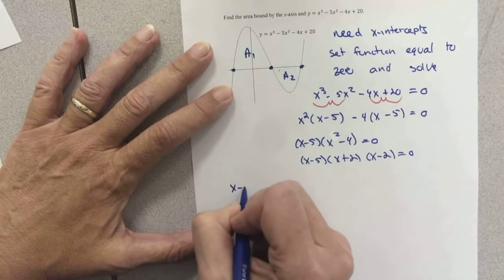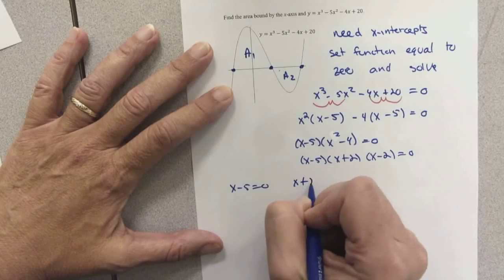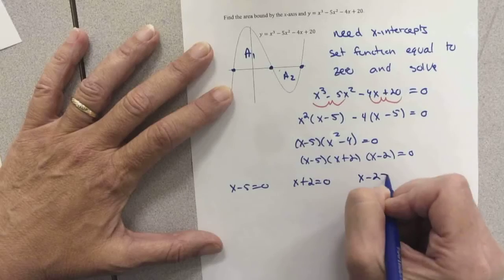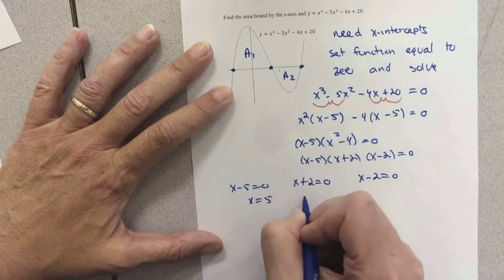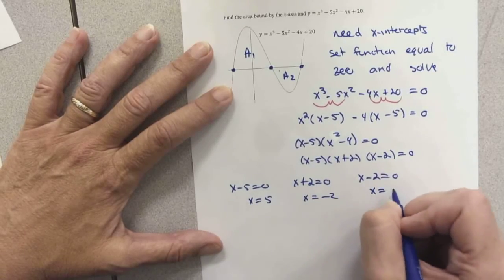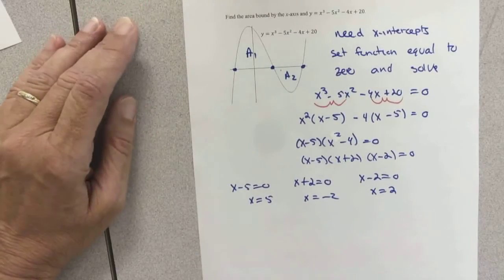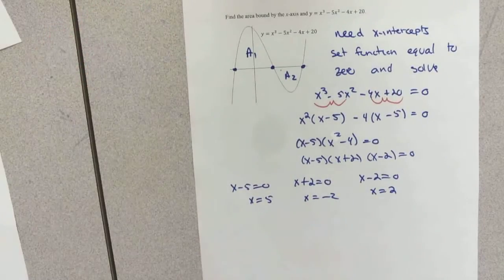And now it's factored and equal to 0, so I can split it up. That's the zero factor theorem we're using. And remember that step of splitting up is only legal if it's factored and equal to 0. And there are my x-intercepts.